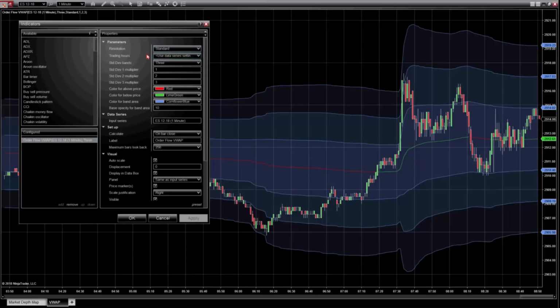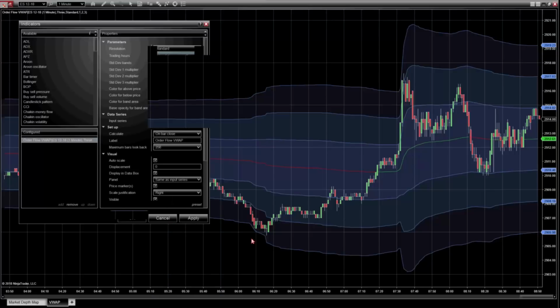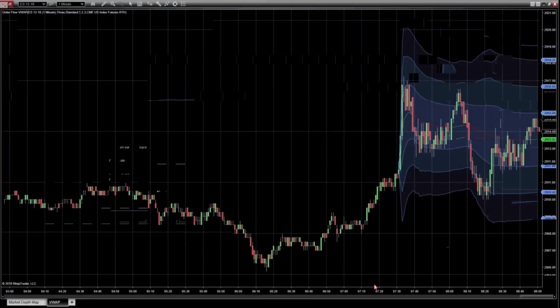The trading hours section is used to select the session on which NinjaTrader will calculate the VWAP. It will still be limited to the bars that are on your chart, so if you had an ETH or extended trading hours chart and wanted an RTH, or regular trading hours VWAP, you could apply the appropriate trading hours. On this chart, I am using the CME US Index ETH, or Extended Trading Hours template. If I were to select the RTH template, the VWAP will only plot on the regular trading hours, even though I am plotting the extended trading hours on the chart.